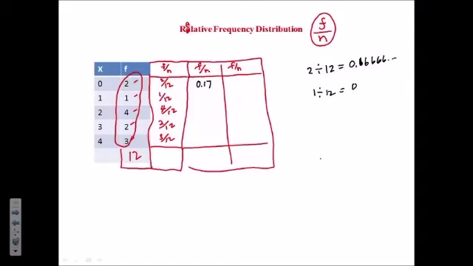That's going to be 0.08333, like that. Let's round that off to 2 places: 0.08. Then 4, and proceed the same way with the rest of them.